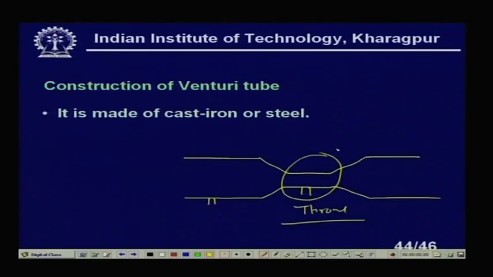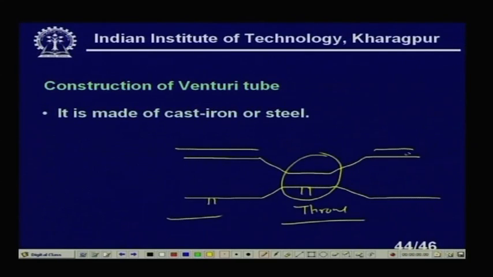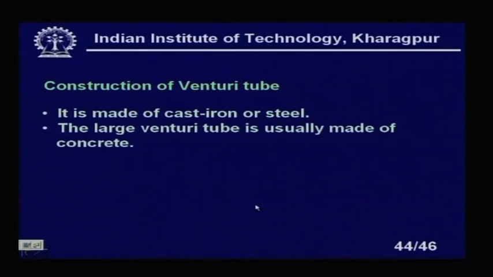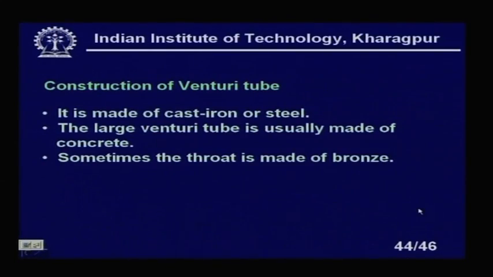So, in some applications throats are made of separate metals, usually bronze, because it is easily replaceable, all those things. The main sections, both this and this, will be made of cast iron or steel, right. The large venturi tube is usually made of concrete, because if it is very large, it is very difficult to make it of cast iron or steel. In that case, we will use concrete. Sometimes the throat is made of bronze, as I told you earlier, for easy replaceability.